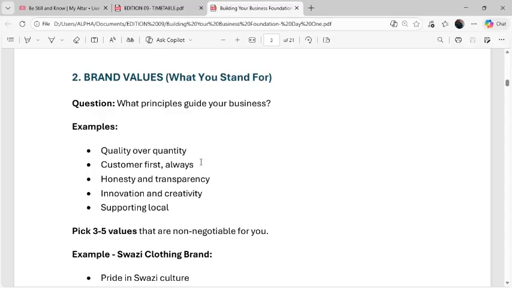Now, customer first always. But there is this statement from a mentor. I usually say that the customer is always right, but not always correct. The customer is always right, but not always correct. You get what I'm saying?